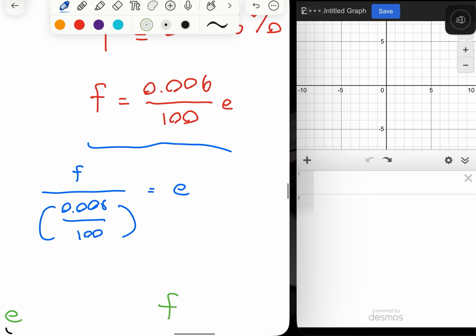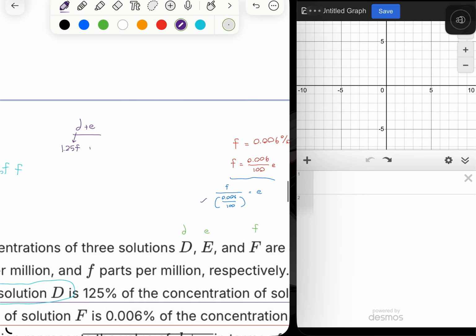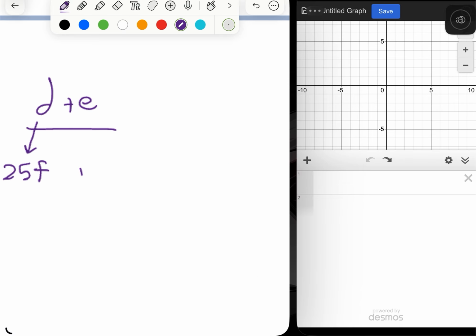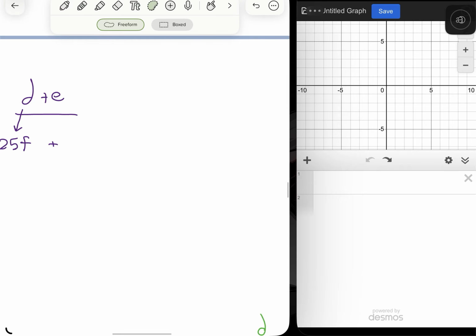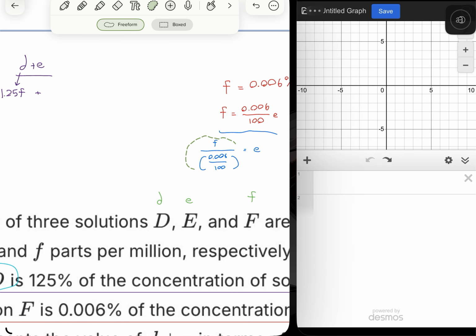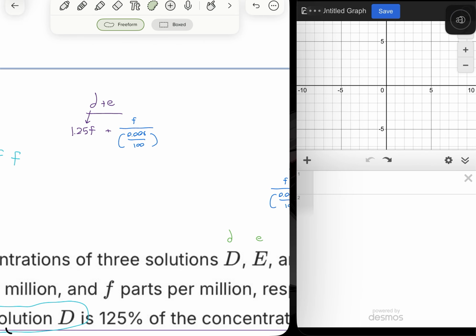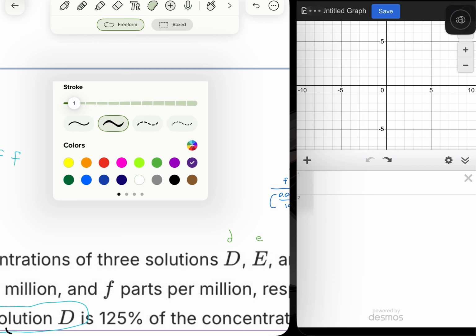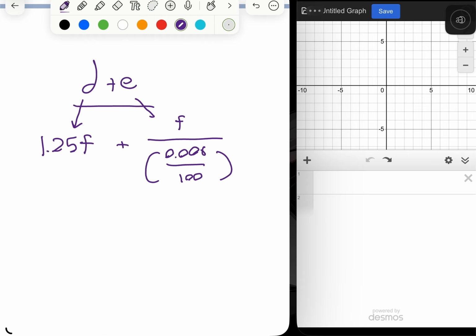And see, now you can solve for E in terms of F. And let's write that here because we found that value. So we have that plus E, which is, I'm just going to copy and paste this. But now we should actually have everything in terms of F, because look, we found D in terms of F, and we found E in terms of F.